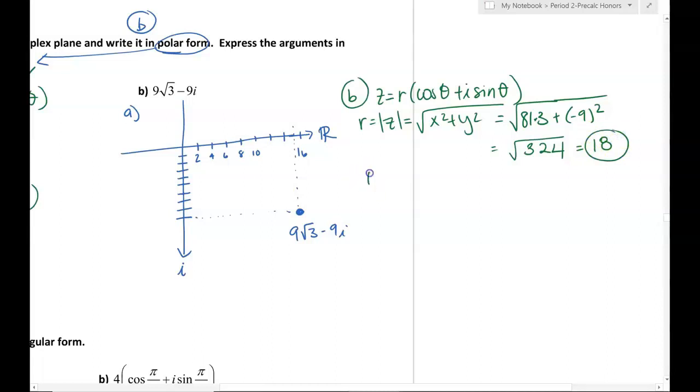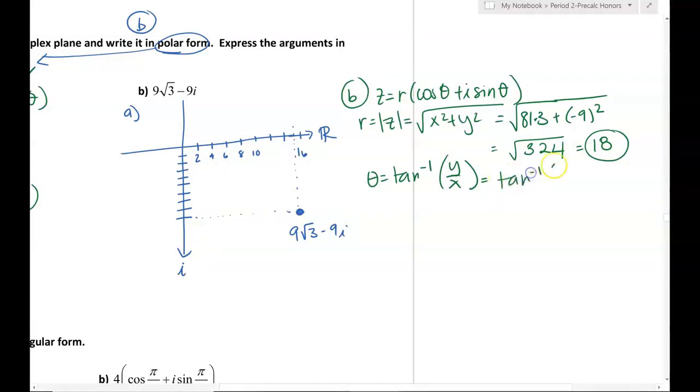Then let's find theta equals tangent inverse of y divided by x. We are in quad 4, so if we are using the calculator, it will give us a negative degree, but the restriction for polar said we have to be positive, so make sure you guys add a full revolution, okay?